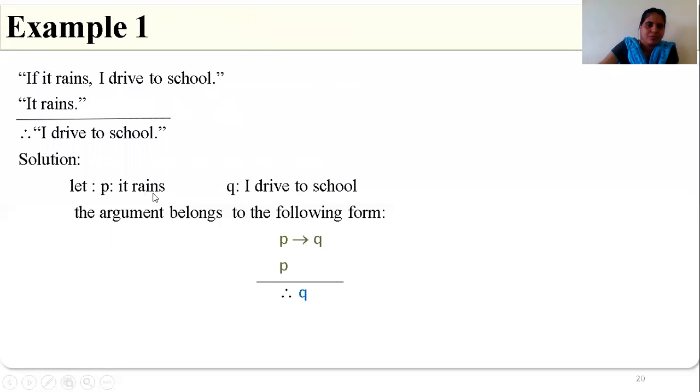We can write them as a sequence of premises. Let's consider P: it rains. Q: I drive to school. Then the argument belongs to the following form. If it rains, then I drive to school, which we can represent as P implies Q. Then it rains, which is the proposition or premise P. Therefore, I drive to school, which is nothing but Q. That is, P implies Q and P are the two premises. Therefore, the conclusion is Q.